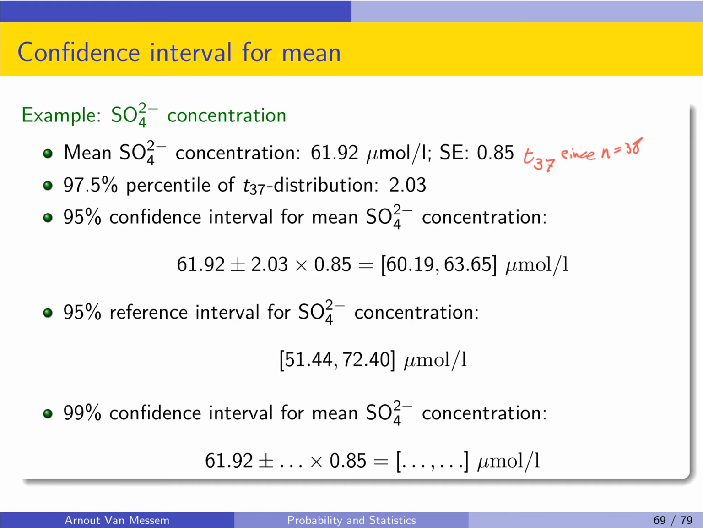To find the exact value, you can use the following code in R. So you type qt, the q for quantile and t for t distribution. So qt gives you a quantile of a t distribution. Then you type the quantile that you want, so 0.995, followed by the degrees of freedom, in our case 37. The answer that you get will be 2.715. And the 99% confidence interval runs from 59.61 up to 64.23 micromolars per liter.